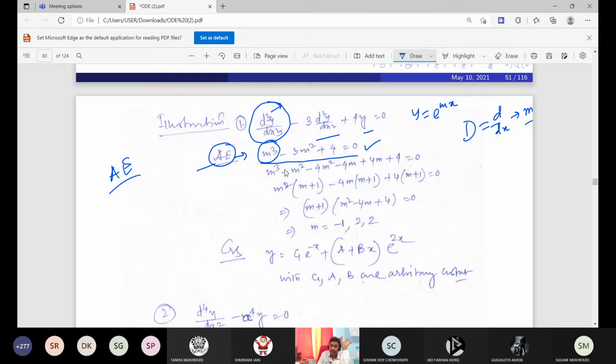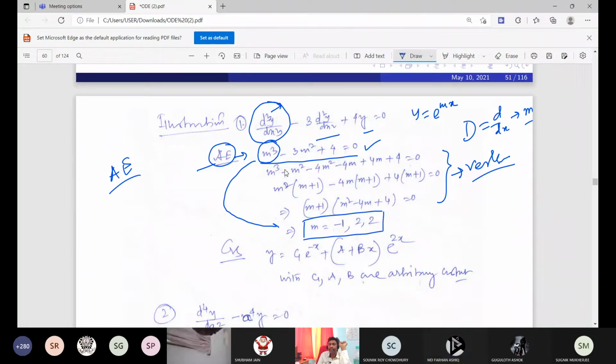This is nothing but finding the solution of an algebraic equation. I must skip this step; you can verify it. It's very simple how to find the solution of an algebraic equation. So if you find the solution, you can look here: for m you are getting 3 different values, out of which 2 are equal and 1 is distinct.